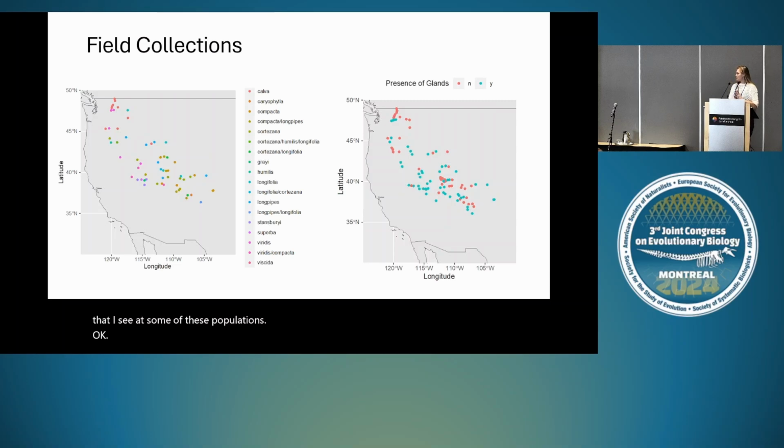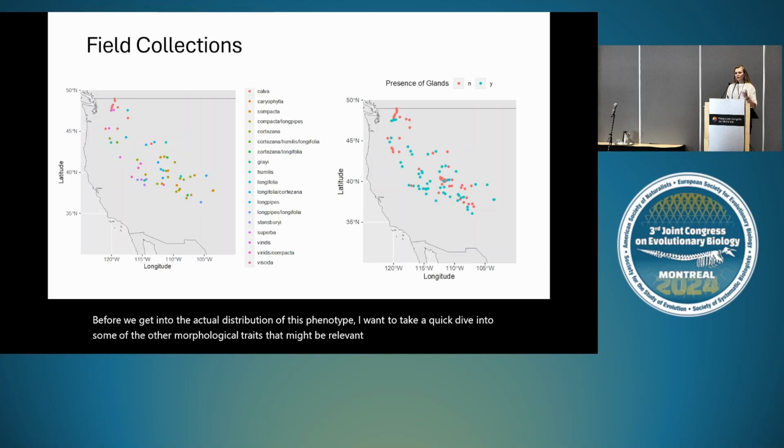Before we get into the actual distribution of this phenotype, I want to take a quick dive into some of the other morphological traits that might be relevant here. So the presence or absence of glands on the sepals has been used many times to describe these different subspecies and is considered to be a key break in how to determine the identity of these different subspecies.